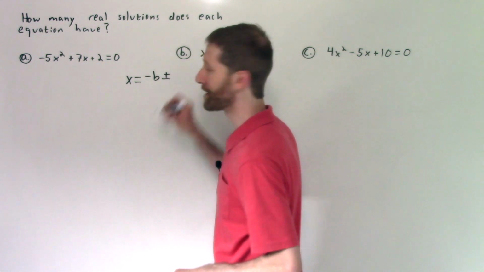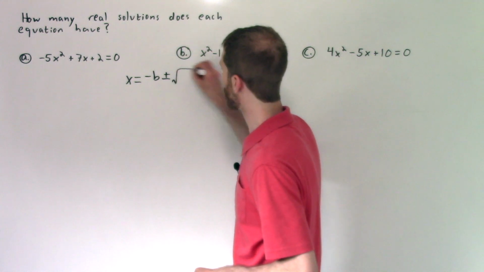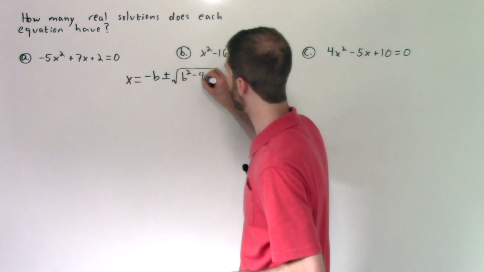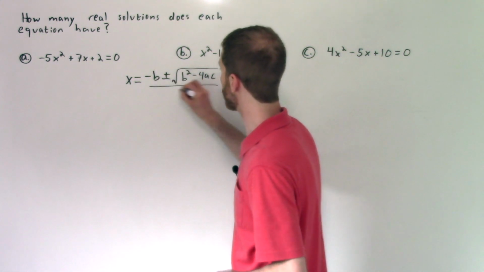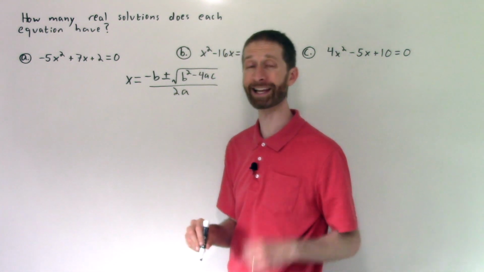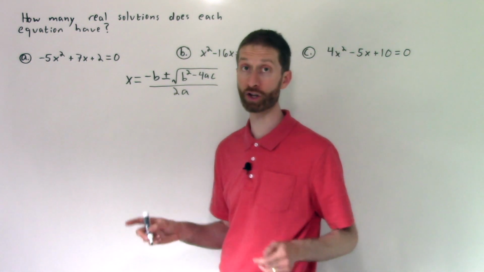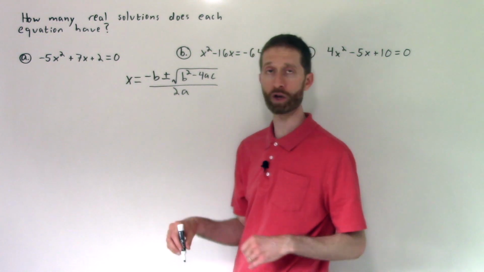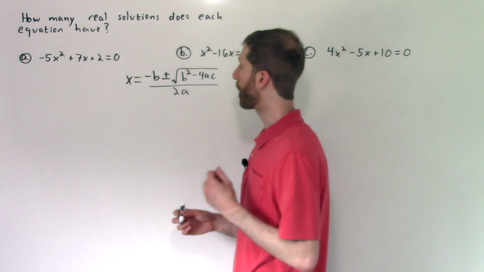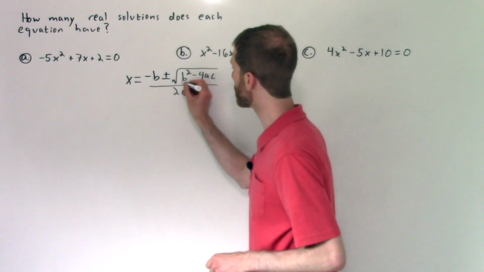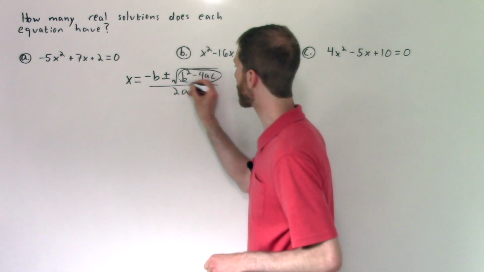It's the opposite of b plus or minus the square root of b squared minus 4ac all over 2a. That's the quadratic formula. It gives you the solutions to any quadratic equation, provided that the quadratic equation is set equal to 0. Now, the discriminant is this part right in here. It's the part inside the square root.